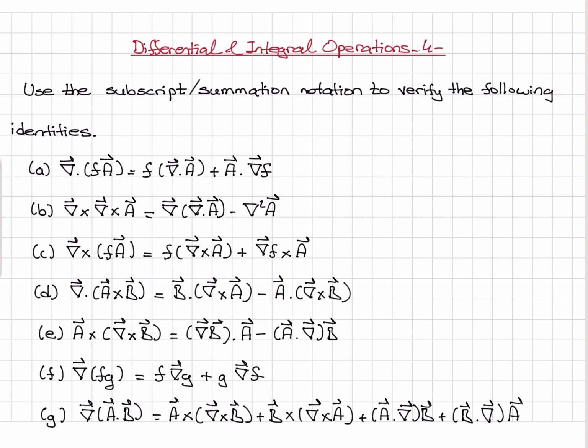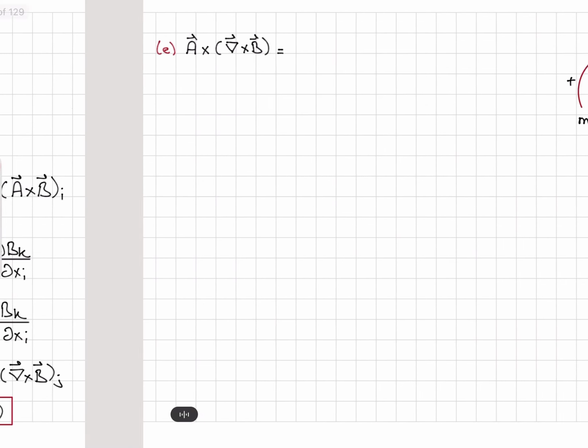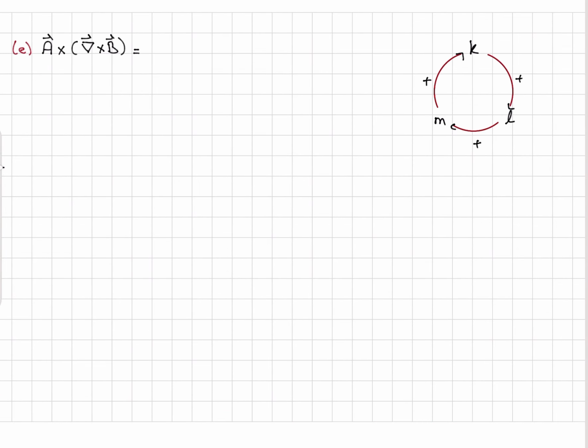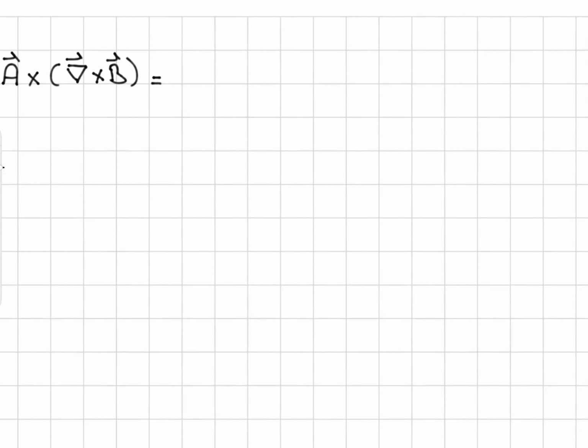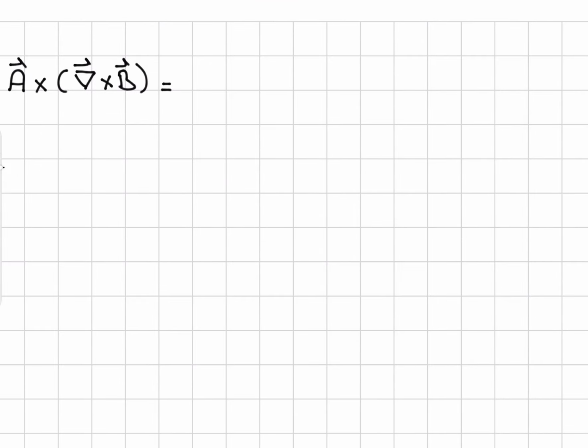Differential and integral operations 4, and now we're going to prove this identity: A cross curl B is gradient B dot product with A minus A dot gradient, del operator acting on vector B, using the subscript summation notation. So for this purpose, let's start with writing this cross product using subscript summation notation. It's a cross product between two vectors.